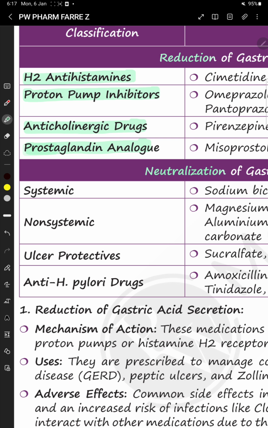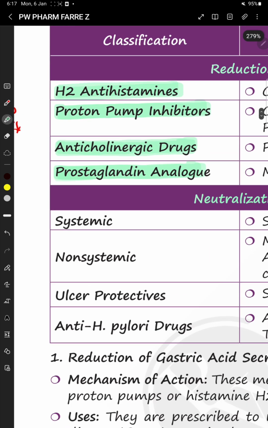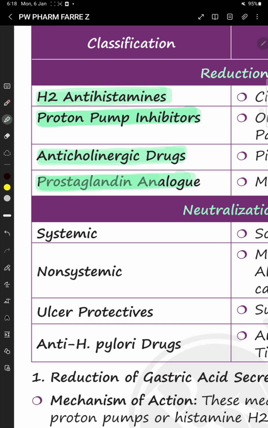So, these reduce gastric acid secretion: H2 antihistamines, proton pump inhibitors, anticholinergic drugs, and prostaglandin analogs. The mnemonic can be HPCP. H for antihistaminics, P for proton pump inhibitors, C for anticholinergic, and P for prostaglandin analogs. There are two P's, proton pump inhibitors and prostaglandin analogs, and two anti things, antihistaminics and anticholinergics.